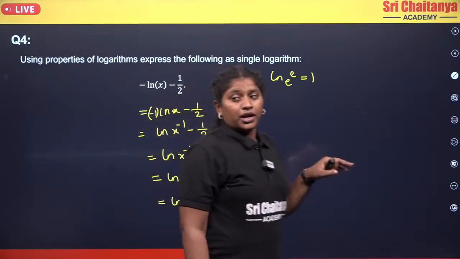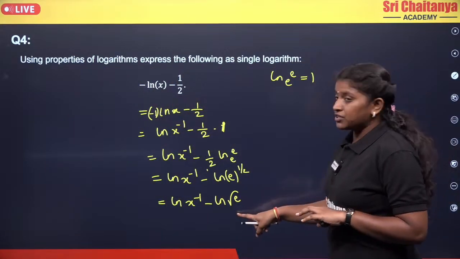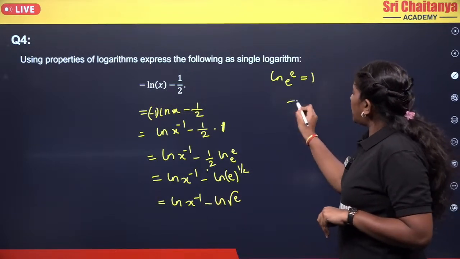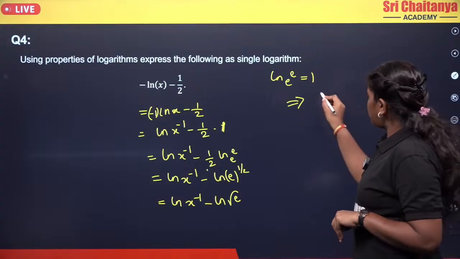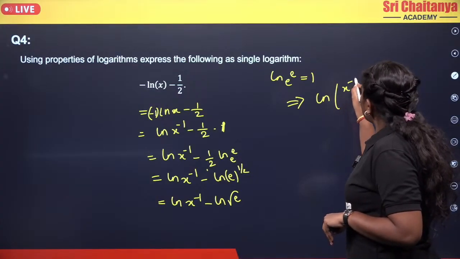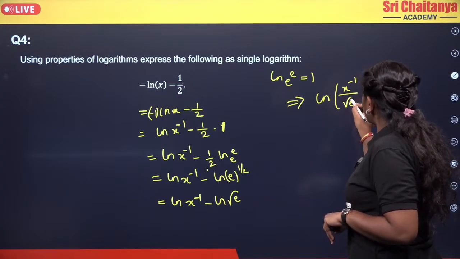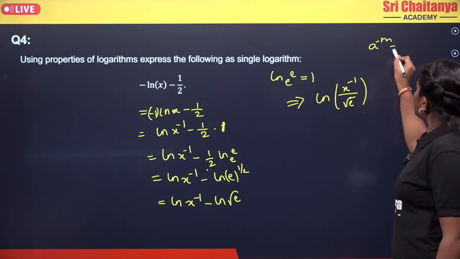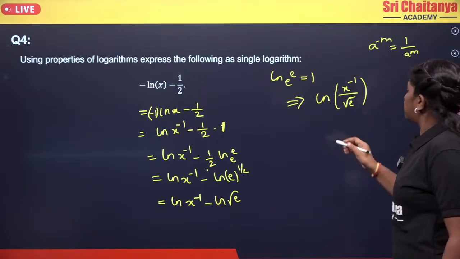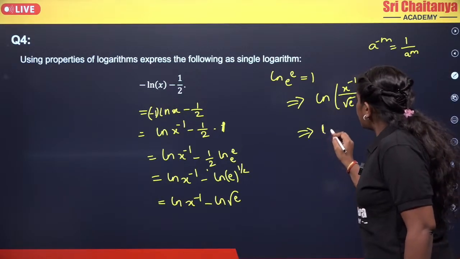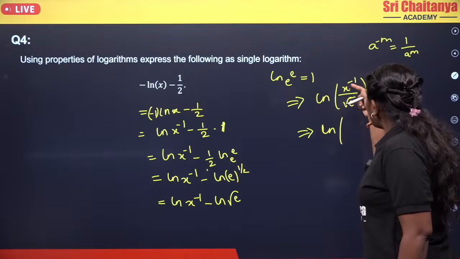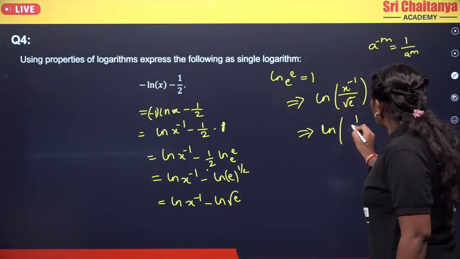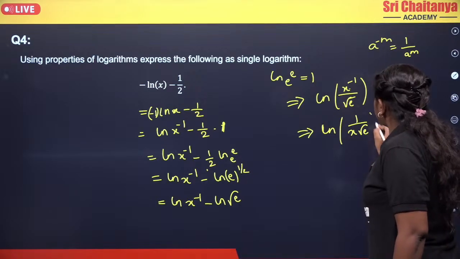Okay. Now if you observe here, we are having another property, another formula we can apply, which is of log a minus log b. So that becomes your log a by b. So which is of ln of x to the power minus 1 by root e. Okay. So now a to the power minus m, simply we can write it as 1 by a to the power m. So which will become your ln of, so your x will come to your denominator part. So coming here, it will become 1 by x root e.